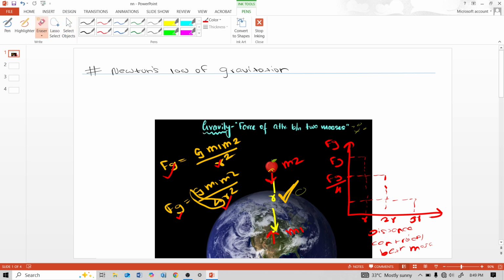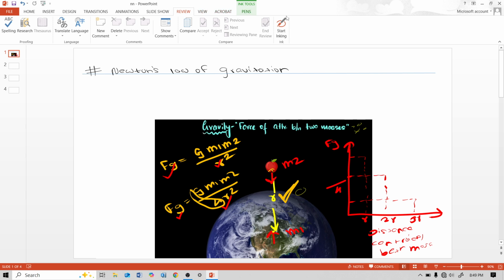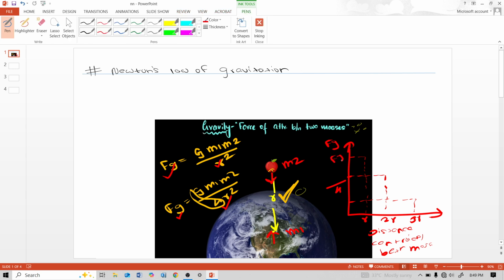Either we can write directly here 1 by 4th. Here Fg will come, but here 1 by 4th, and here 1 by 9th. So what will happen here? Graph, C graph, like this. This is nothing but the inverse square law.